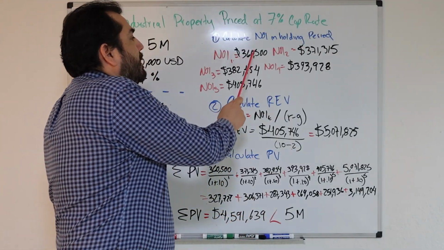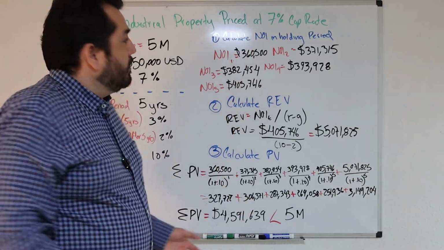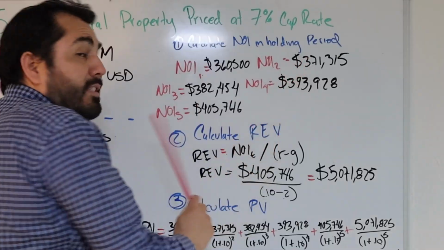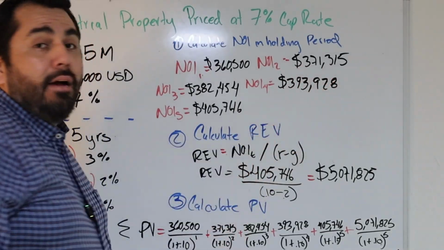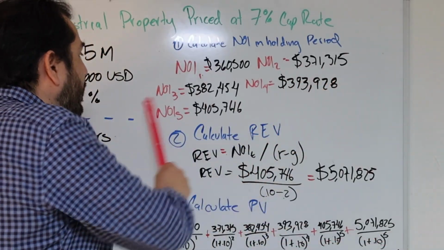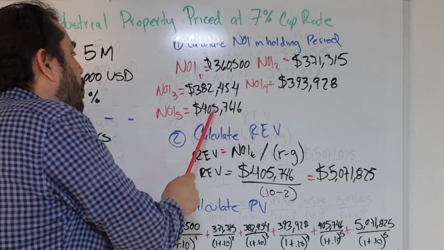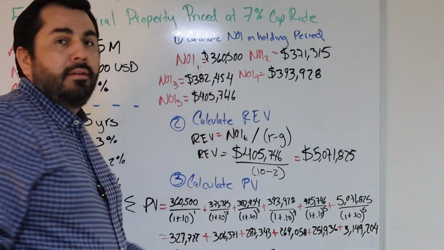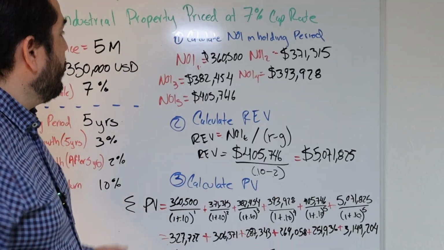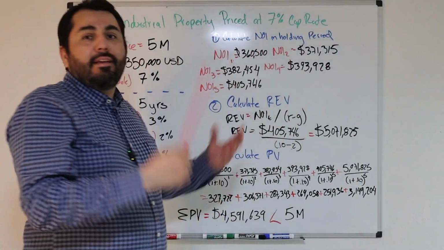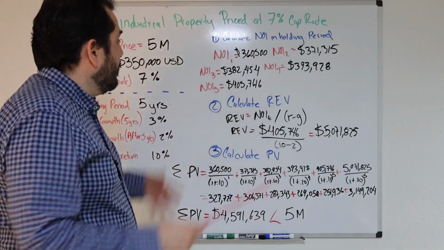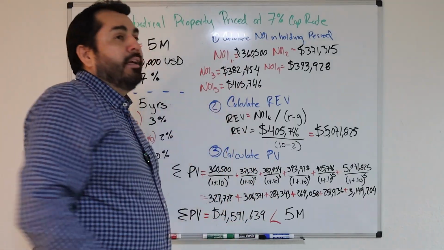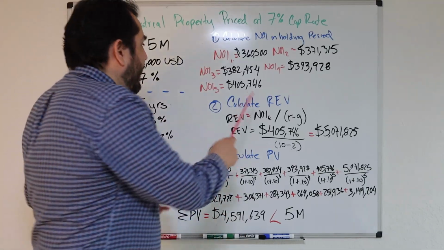So that means 360K. The second year, it grows the same 3%, up to 371,000. In the same way, all the years up to 405,000 US dollars. So here we have all the 5 NOIs for each year of the holding period. Then we have to calculate the resale value, or reversion value.